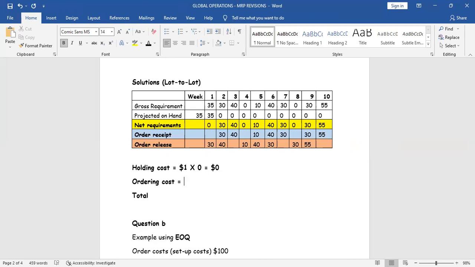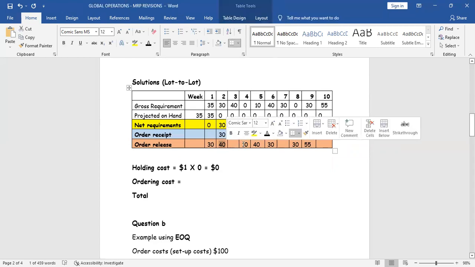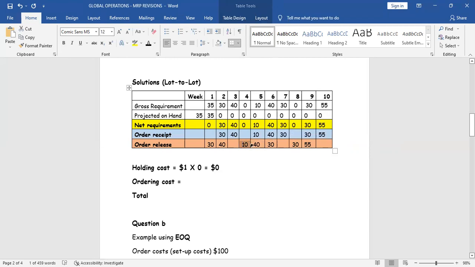The ordering cost here is dependent on the number of orders. So the number of orders is dependent on order release. So we can calculate: 1, 2, we have an order in week 1, we have an order in week 2, we have an order in week 4. So 1, 2, 3, 4, 5, 6, 7. We have 7 orders. We have an order in week 1 and in week 2, and in week 4 we have an order, in week 5 we have an order, in week 6 we have an order, in week 8 we have an order, and week 9 we have an order. So we have 7 orders.